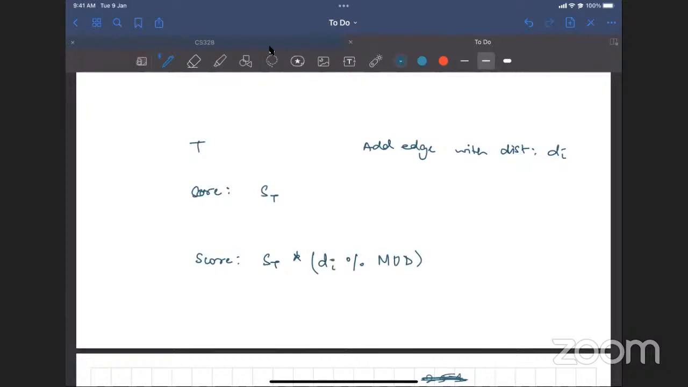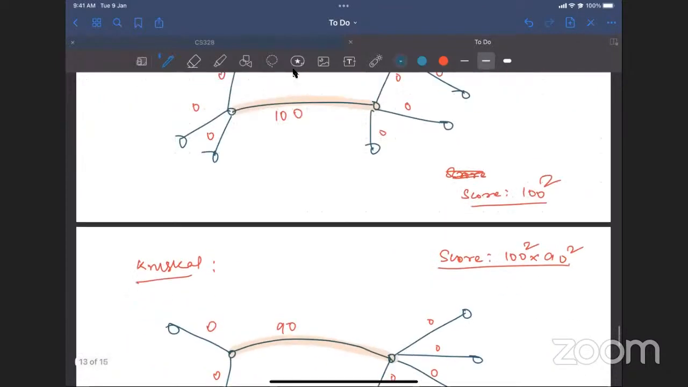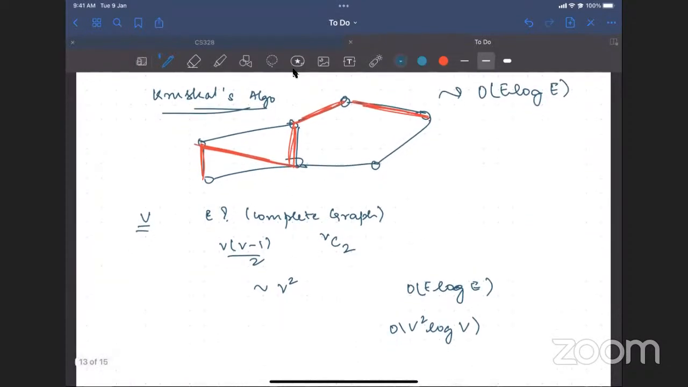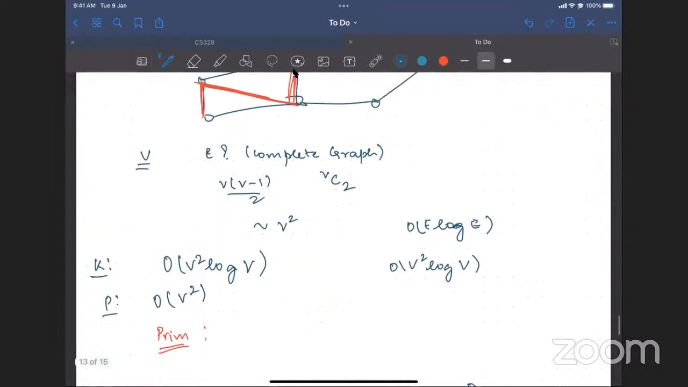But I got TLE with Kruskal's algorithm. Sorry? You also mentioned you got TLE with Kruskal's algorithm. You are getting TLE. Yeah, you will really get TLE in Kruskal's algorithm, because Kruskal's algorithm is slower. In fact, Kruskal's algorithm is order of V square log V, and Prim's algorithm is order of V square, right? So the test cases have been V something like 666, I believe. Yeah. So the test cases are such that this will fail and this will pass because of this log V factor. Okay.